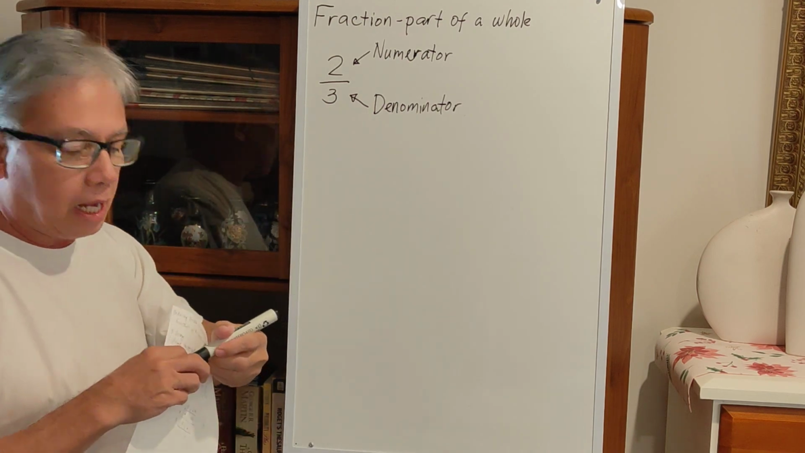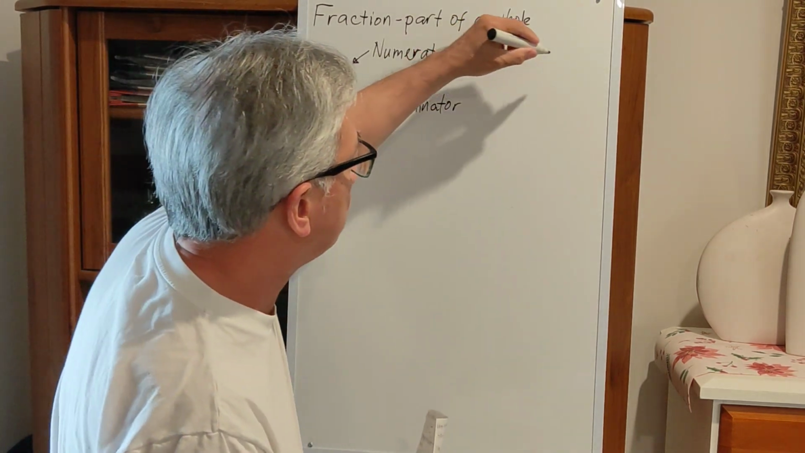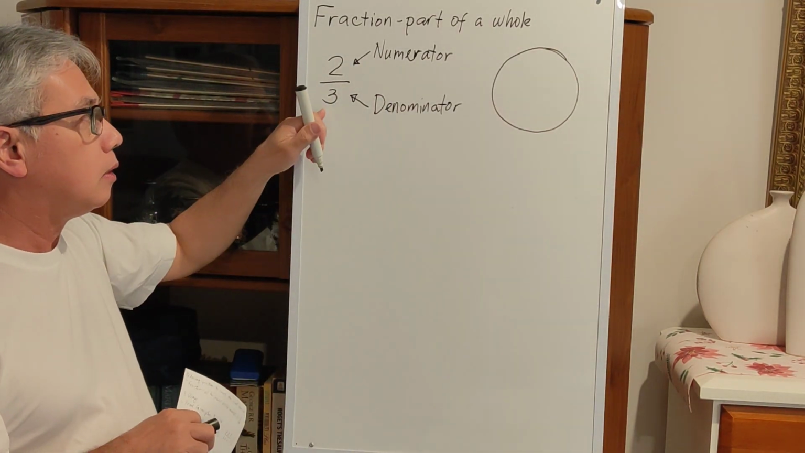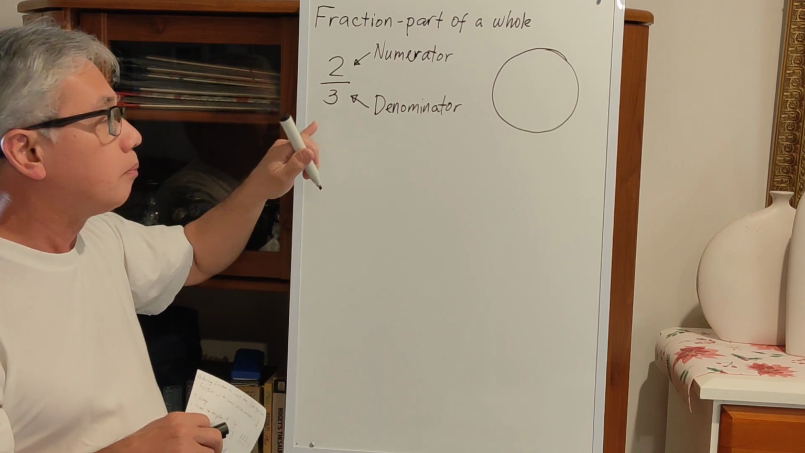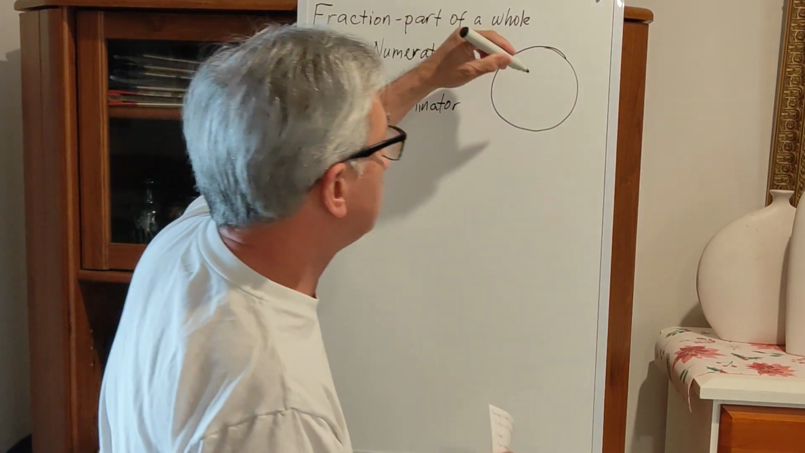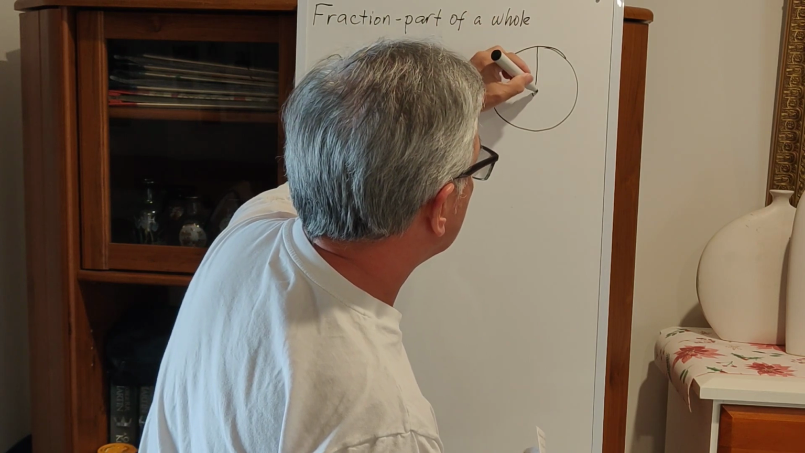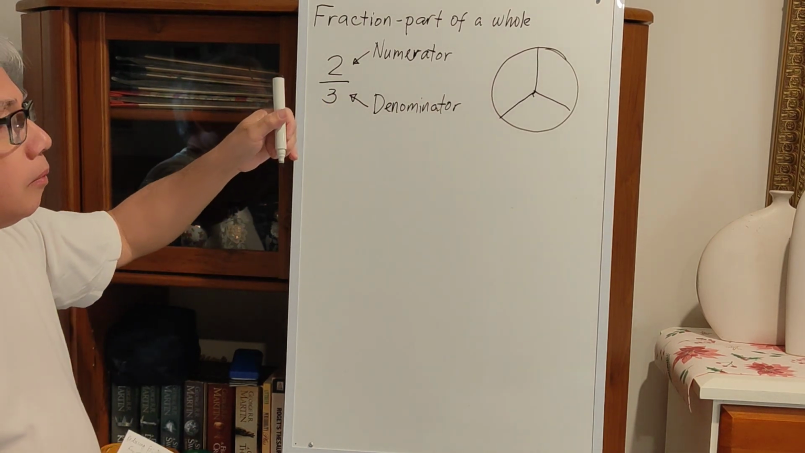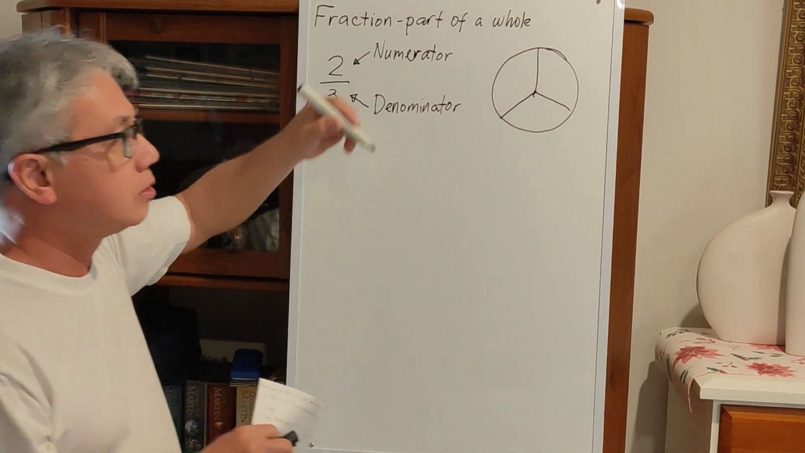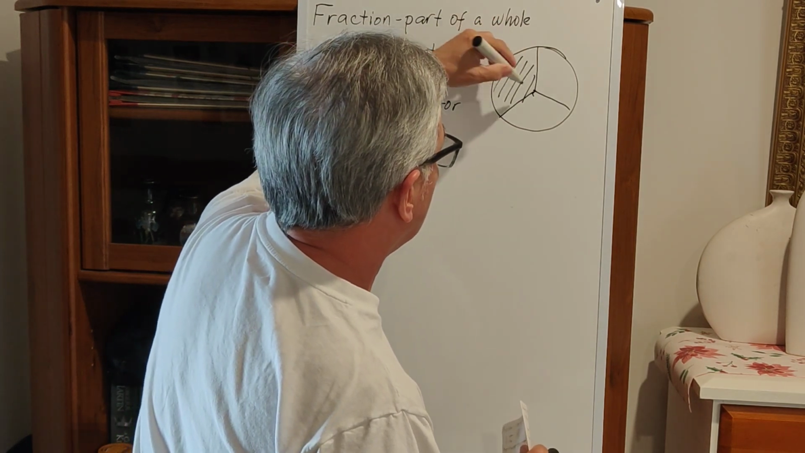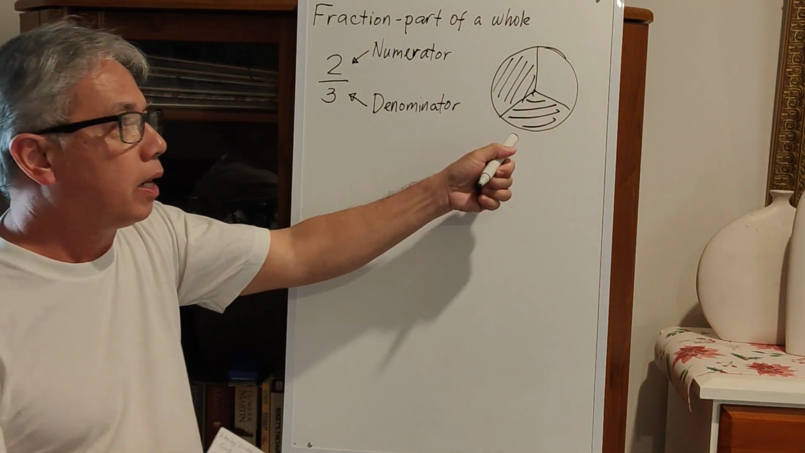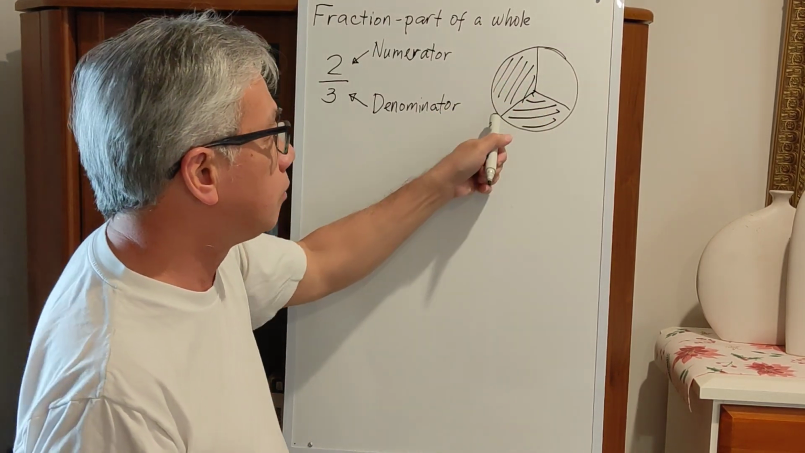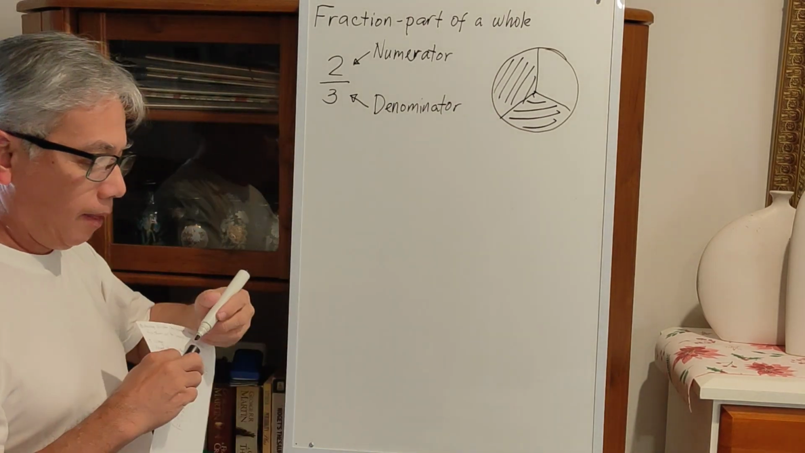Let's imagine a pie, and this bottom number is the number of equal parts that we need to divide. Like for this one, let's say we divide it into three parts. Now the top number is the number of parts that we need to have our fraction. So 1, 2. So these two parts is representative of this fraction 2/3. We divided it into 3 and we take 2 of those 3 and that is 2/3.